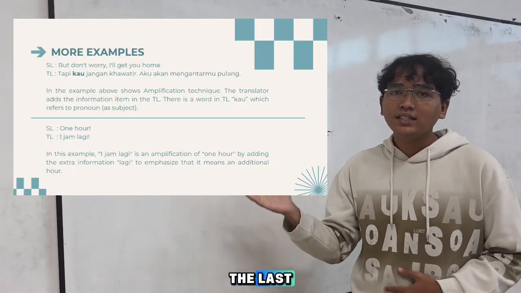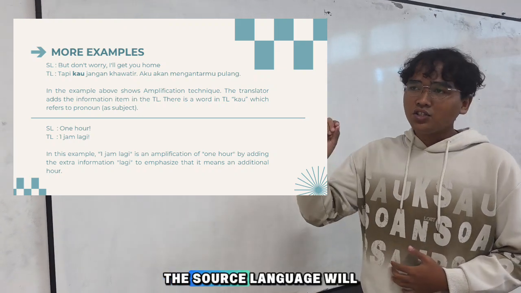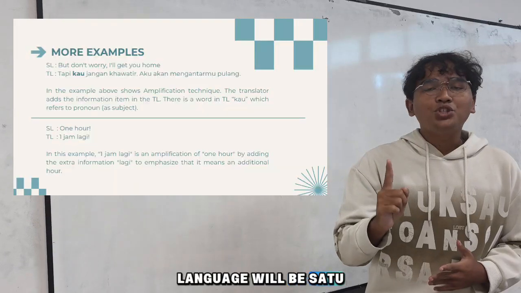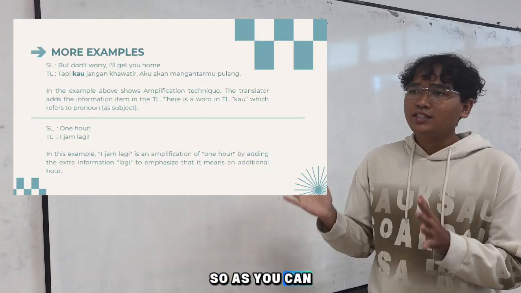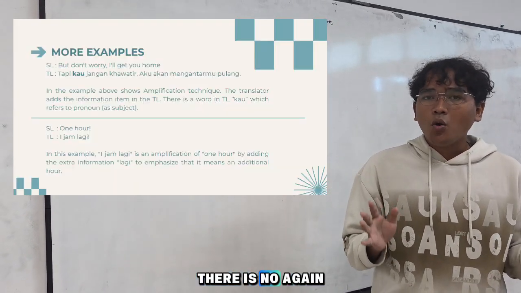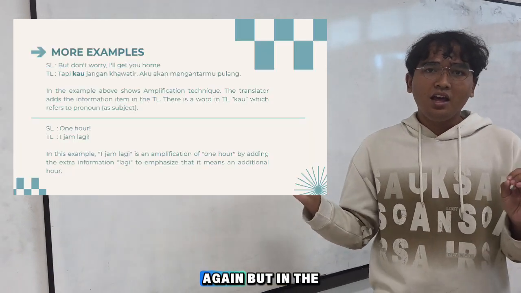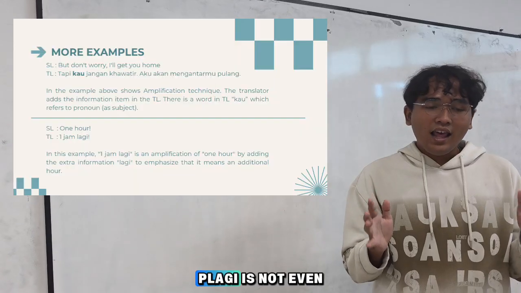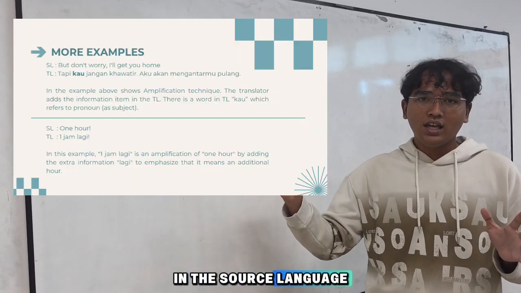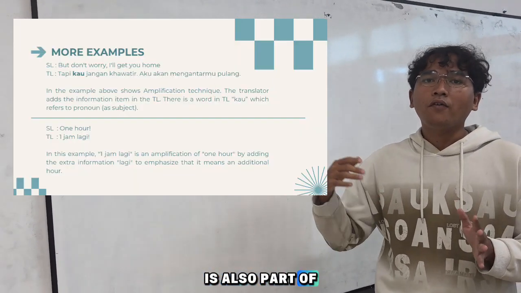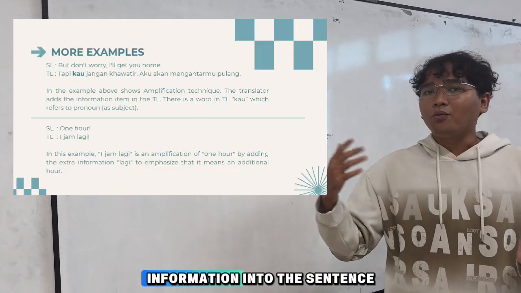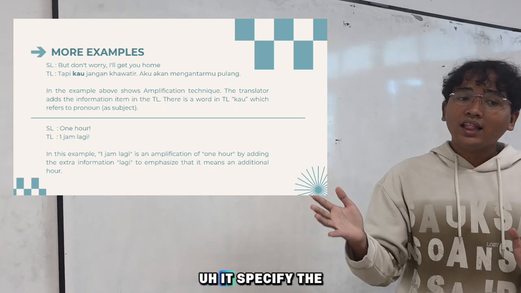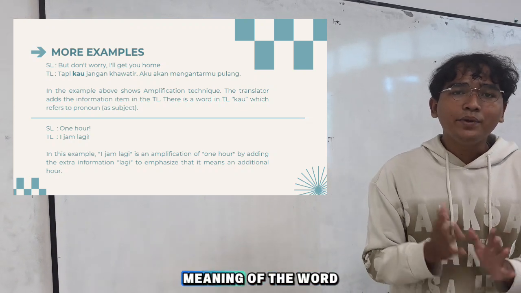And then we have the last example. The source language will be "1 hour", and the target language will be "1 jam lagi". As you can see, in the source language there is no word "again", but in the target language there is "lagi". Lagi is not even in the source language. That's why this is also part of amplification, where you add information into the sentence and it specifies the meaning of the word.